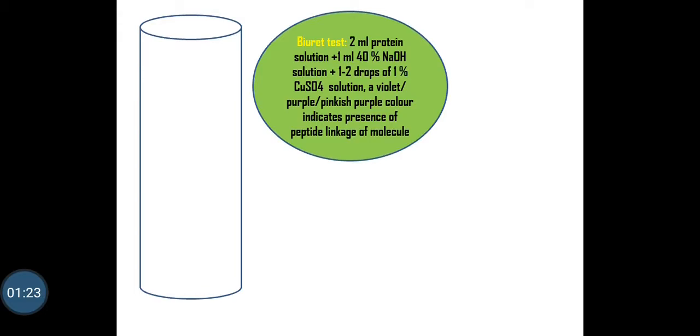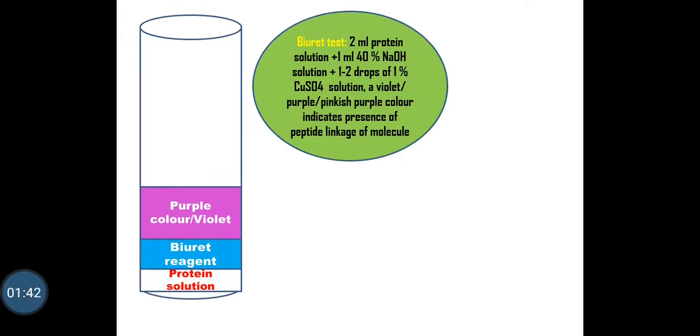Now we will see the procedure. Take 2 ml of protein solution, add 1 ml of 40% NaOH solution with 1 to 2 drops of 1% copper sulfate solution. This combination of NaOH and copper sulfate solution is biuret reagent. After addition of this, you will obtain a violet color or purple color or pinkish purple color, and that indicates the presence of peptide linkage in the molecule.